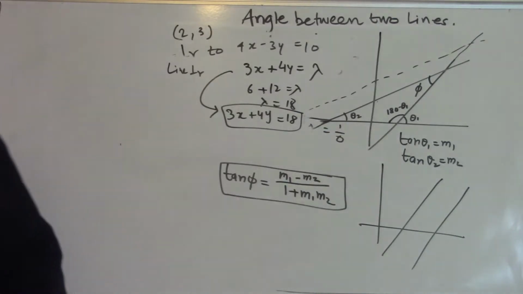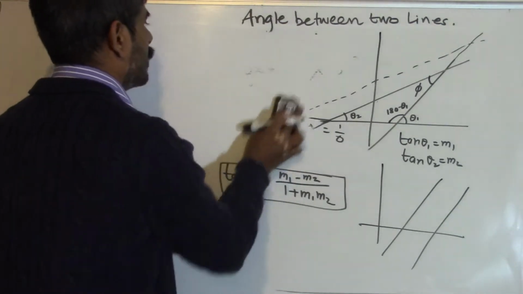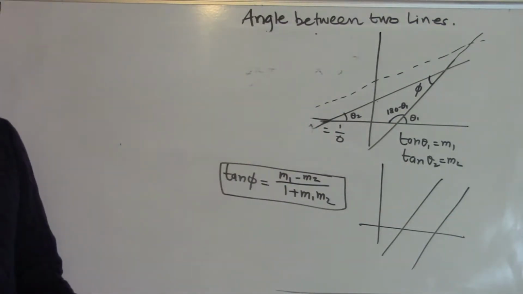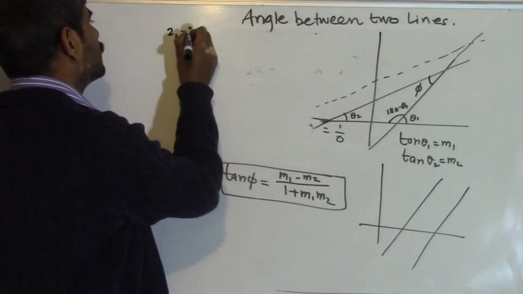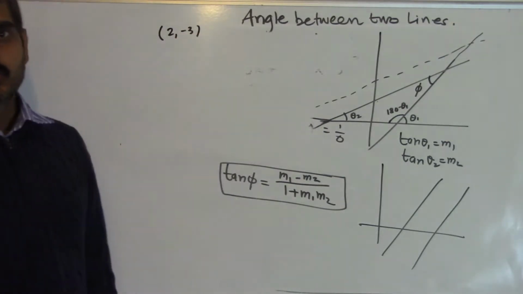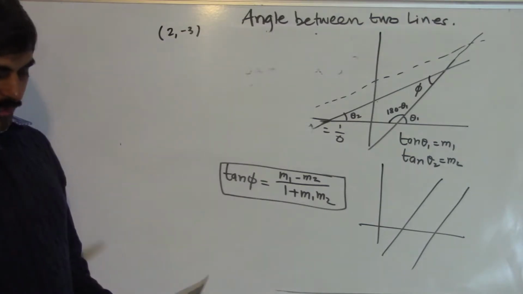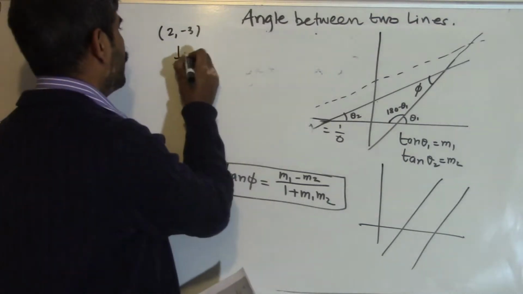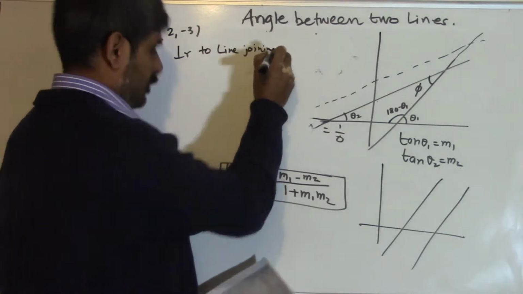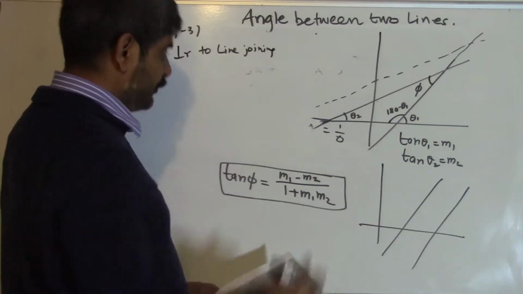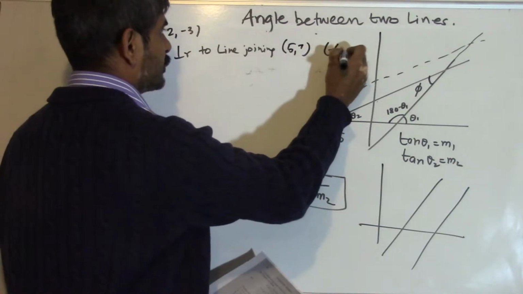Let's do another problem. Find the equation of a straight line passing through the point (2, -3) and perpendicular to the straight line joining (5, 7) and (-6, 3).